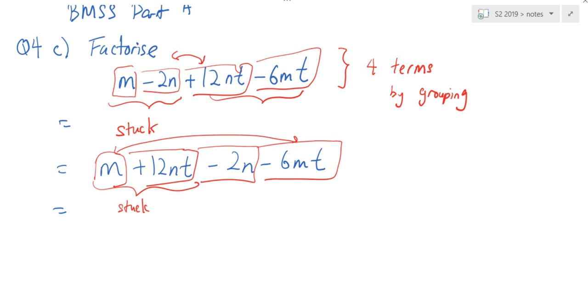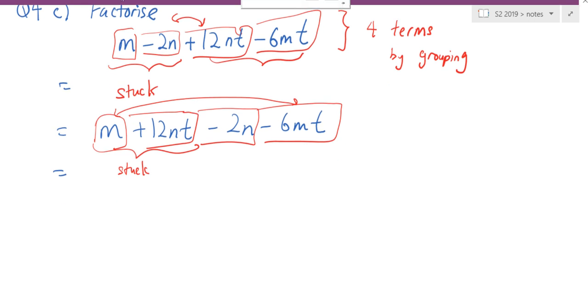sometimes by default you can do the first 2 grouping. Sometimes by default the second and third term switch you can group. Sometimes cannot. You really have to rearrange. Now let me rearrange one last time and hopefully I am not stuck.